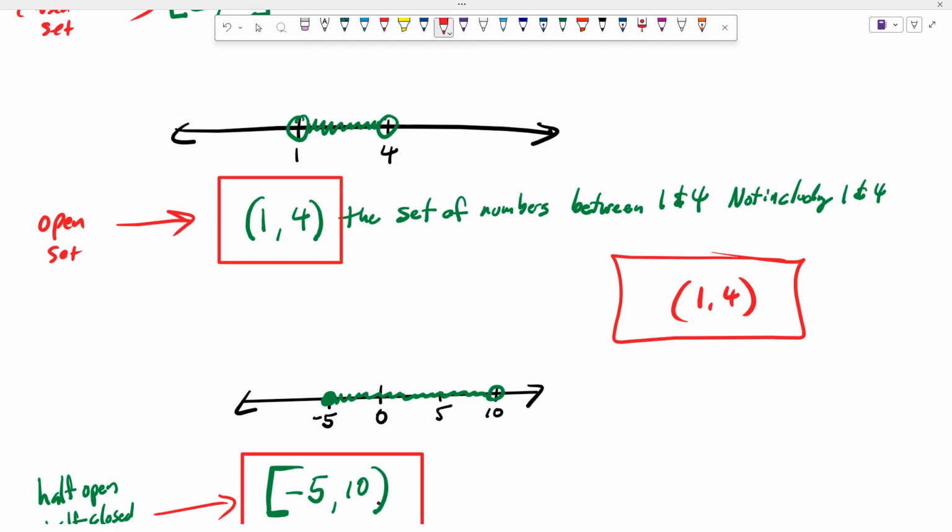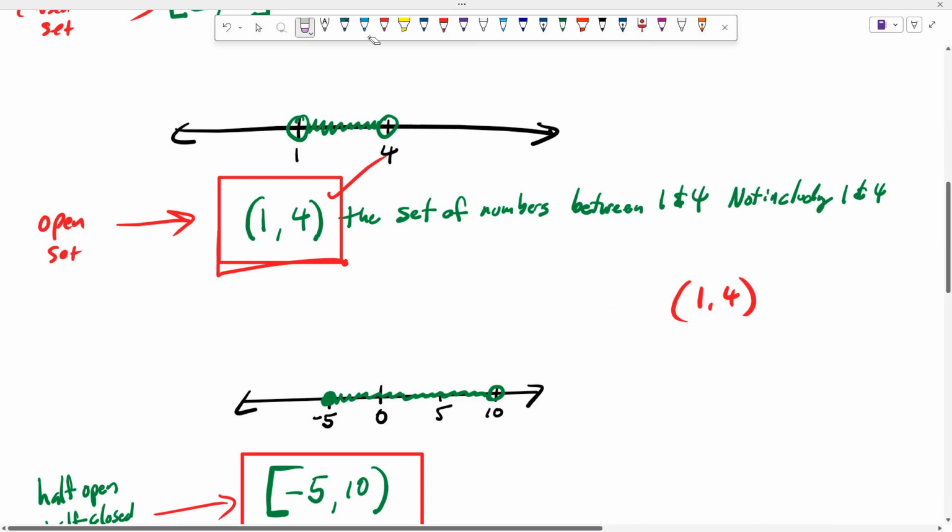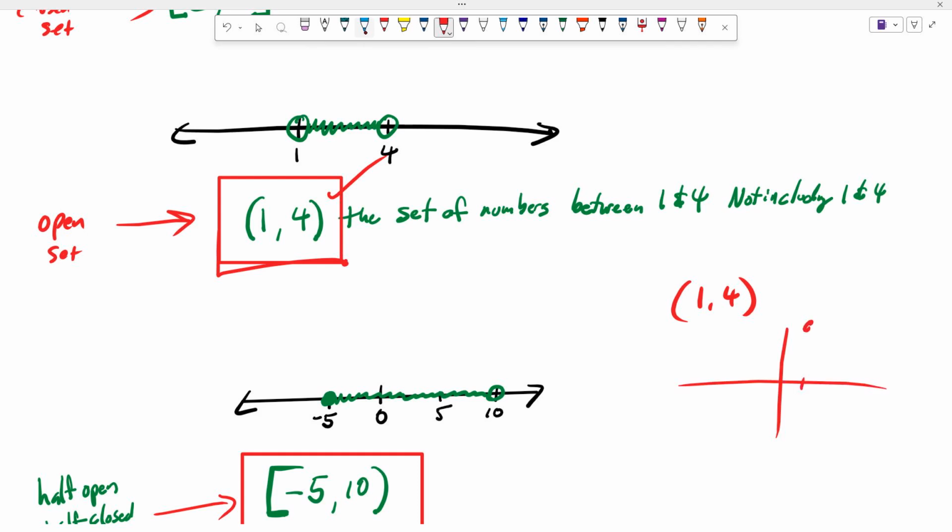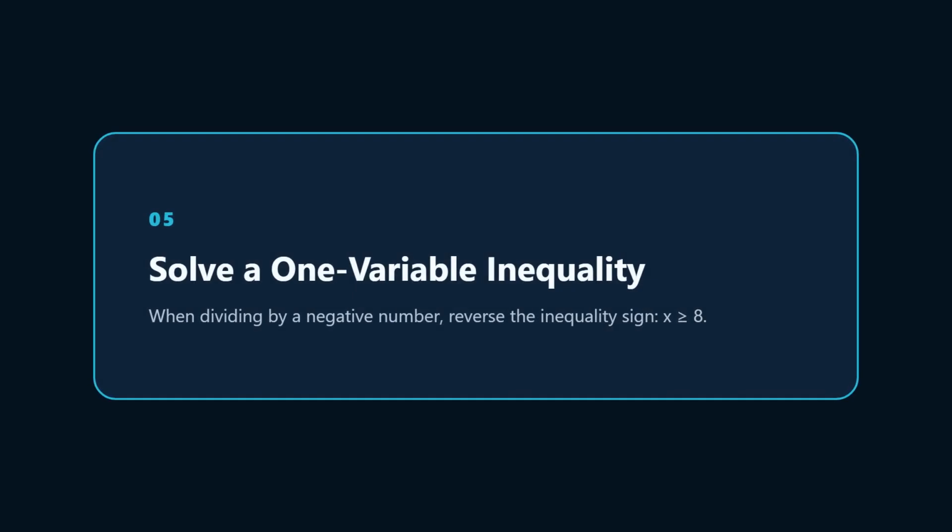When they're both open, it looks exactly the same as an ordered pair. The only way you know the difference is if we're talking about intervals of numbers. This would be an interval. If you have no context, we don't know if that's an interval or an ordered pair. If I said graph the ordered pair, then we would definitely know it's (1, 4). They look exactly the same, so be careful with that. Make sense?